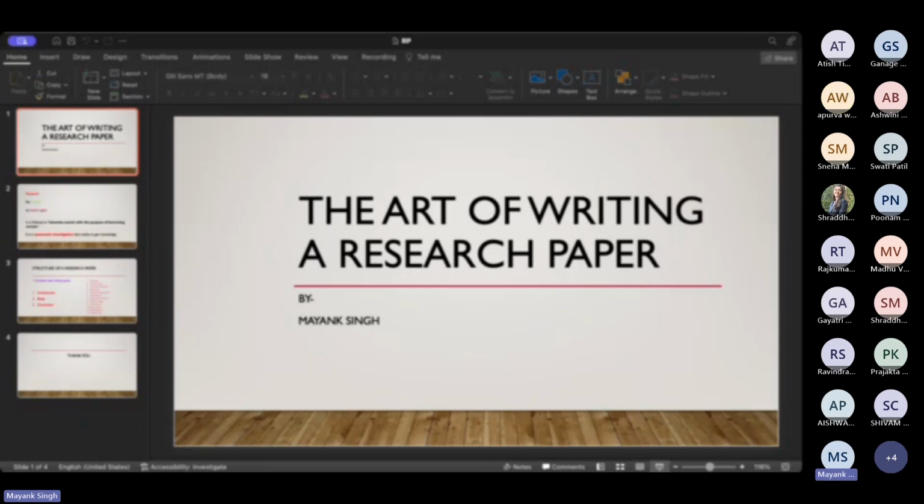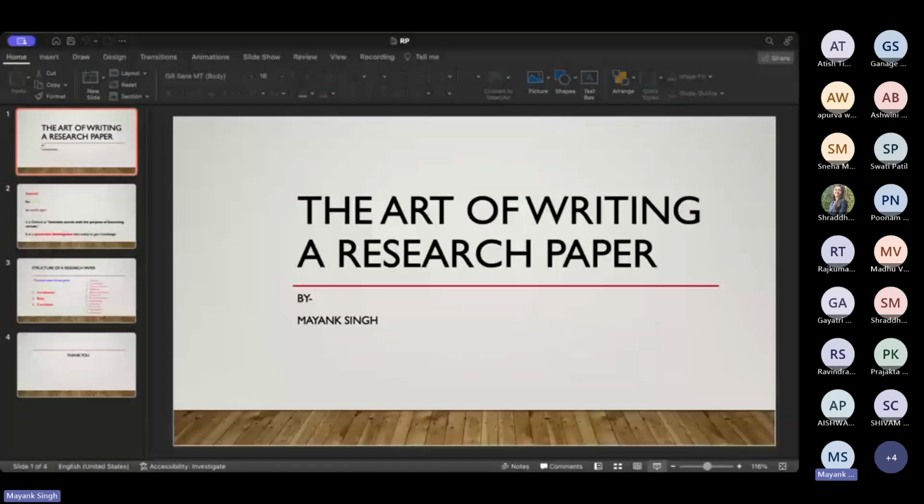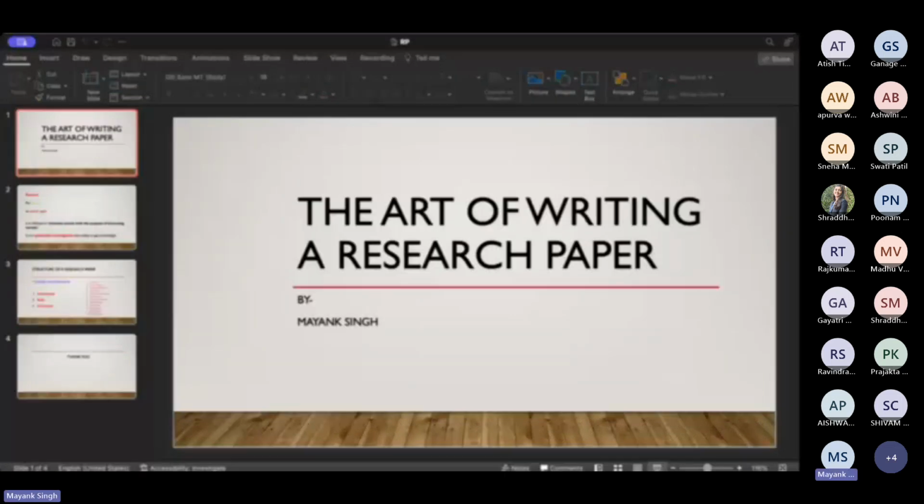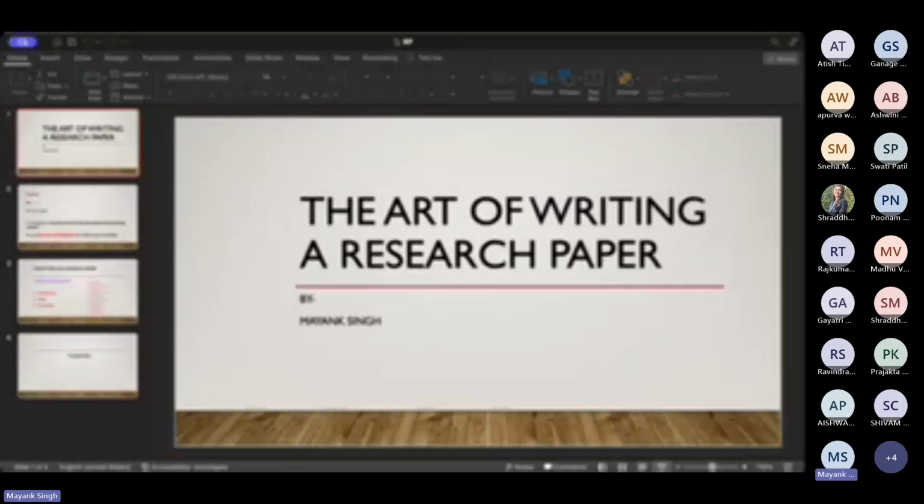There are many opinions about the hypothesis, such as that a hypothesis is required only in empirical study, not in doctrinal studies. But nowadays everyone writes a hypothesis in their research paper or dissertation, so no worries about that. So, hypothesis.